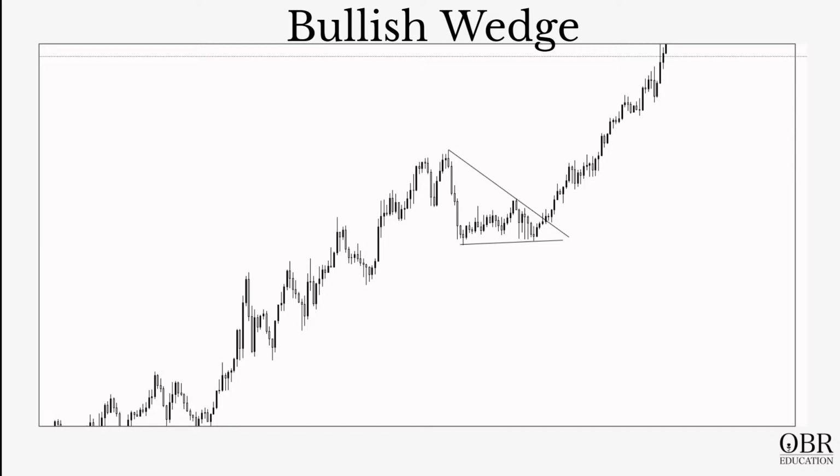The entry is going to be on whatever way we break. So in this case, it is a continuation pattern. We break to the upside. The entry would be on this first candle that closes through the resistance. Stop loss would go below this last touch to the support line. But it's going to be treated pretty much the same. Yep, exactly. Treated exactly the same. Yep, very much so.